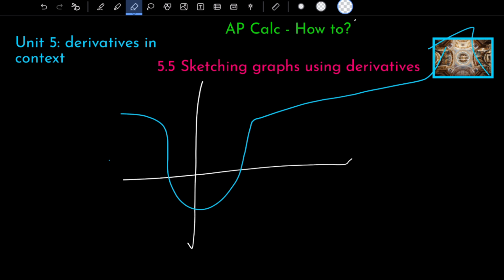Next time we'll shift into real-world favorites, optimization problems. Don't miss it, they always show up on the exam.